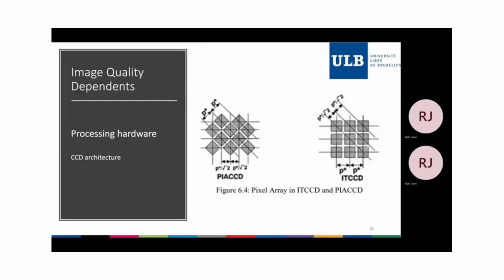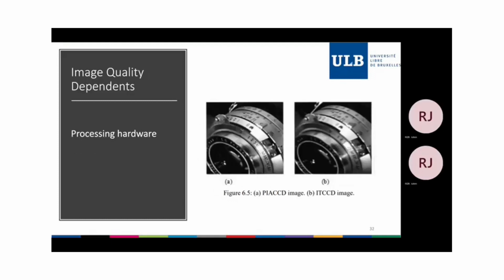Another image quality dependence is the processing hardware, with the CCD architecture, which is a new architecture of pixel interleaved array, PIA, in order to maximize the space by rotating the pixel by 45 degrees. So the resolution will be 1.4 times higher in the PIA CCD in horizontal and vertical directions. So here we can easily see the details on the PIA CCD image, but not on the right one.